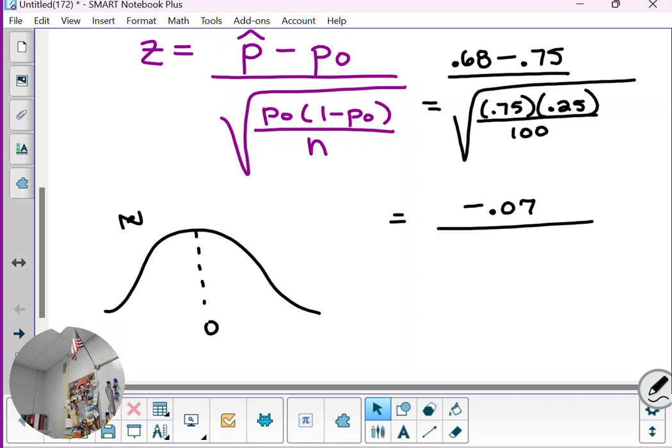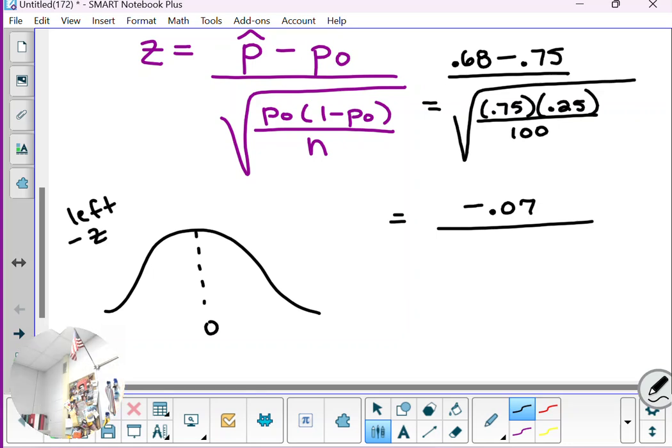Okay. And so when we create our normal curve, our z number is probably going to be over here on the left and negative. So the fact that it's a negative 0.07 in the numerator makes a lot of sense. Right, now let's build that denominator.